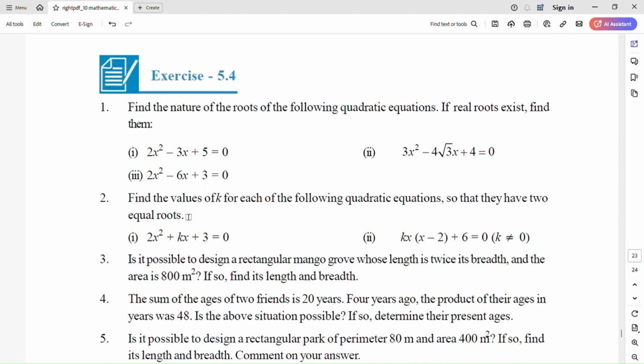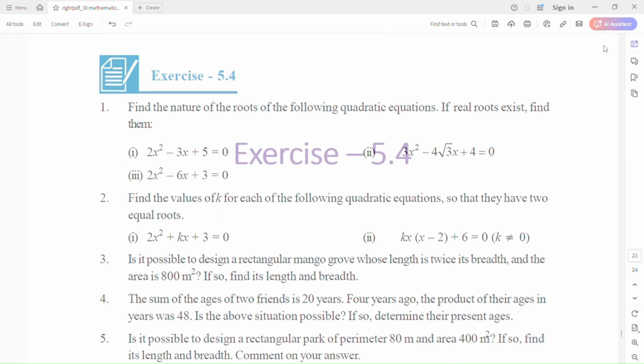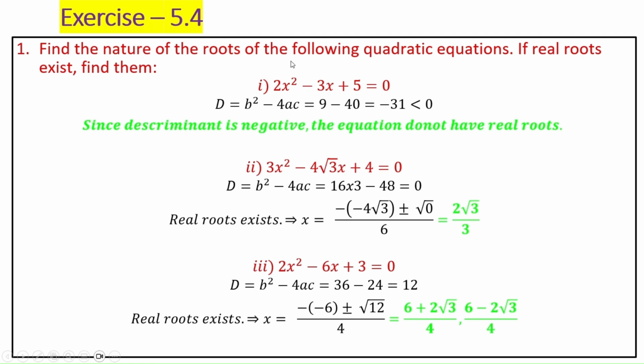Let's see exercise 5.4 now. Let's do exercise 5.4. Find the nature of the roots of the following quadratic equations. If real roots exist, find them. So let's follow a template and then apply it the same way to all the problems. 2x square minus 3x plus 5 equal to 0. Discriminant is b square minus 4ac, which is equal to minus 31 you get. So it's negative, so real roots don't exist for this equation.